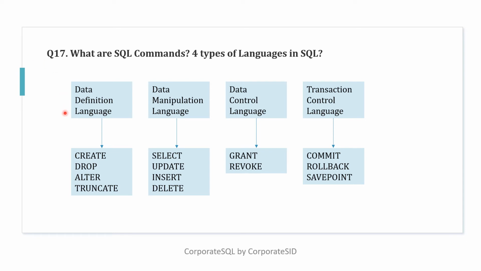Number 1 is data definition language that defines the data by using commands like create, drop, alter, or truncate. Then we have data manipulation language that manipulates the data by using commands like select, update, insert, and delete. Then we have data control language, or DCL, that gives you grant or revoke. Then we have transaction control language that uses the commands like commit, rollback, and save point.